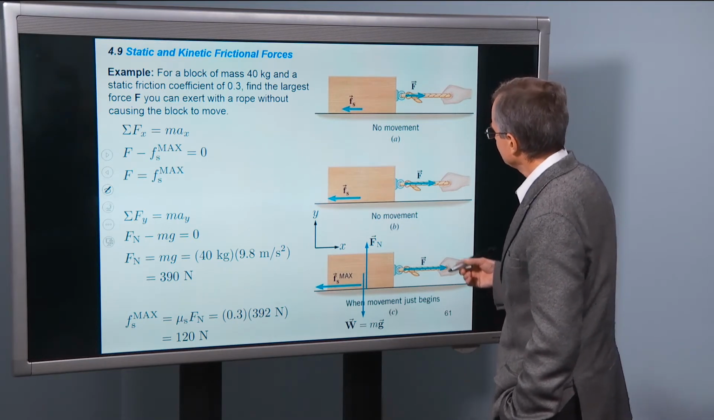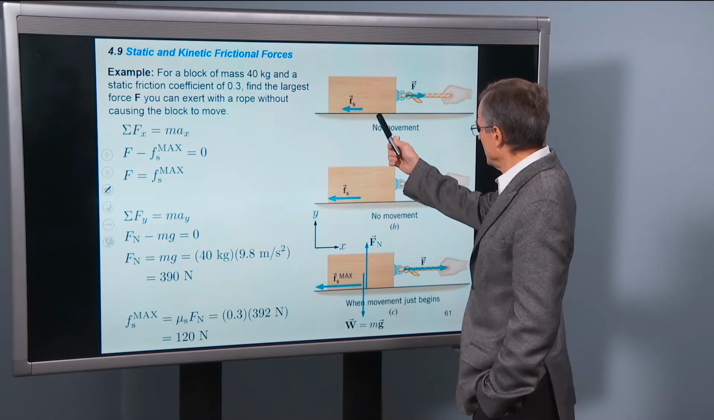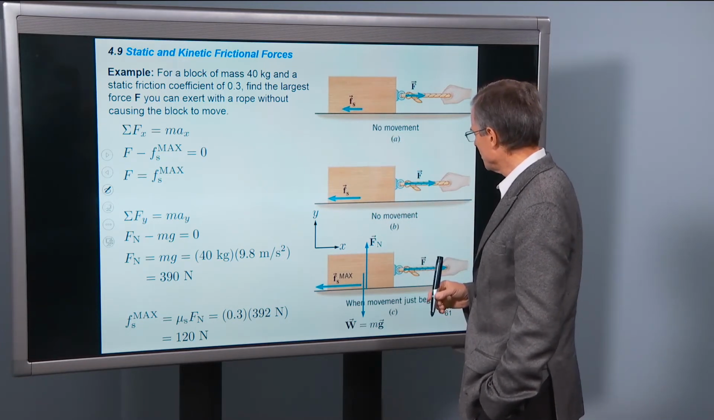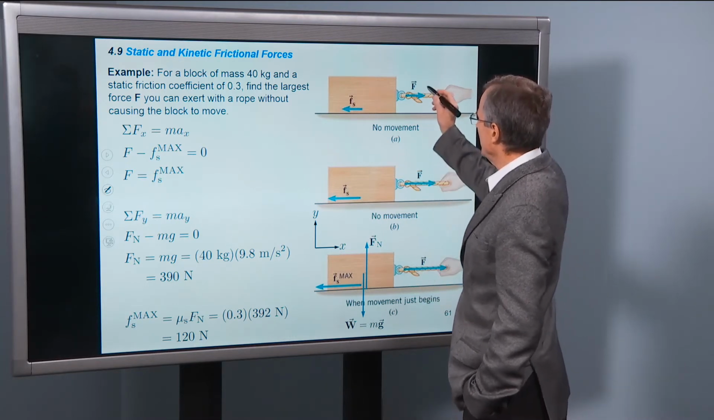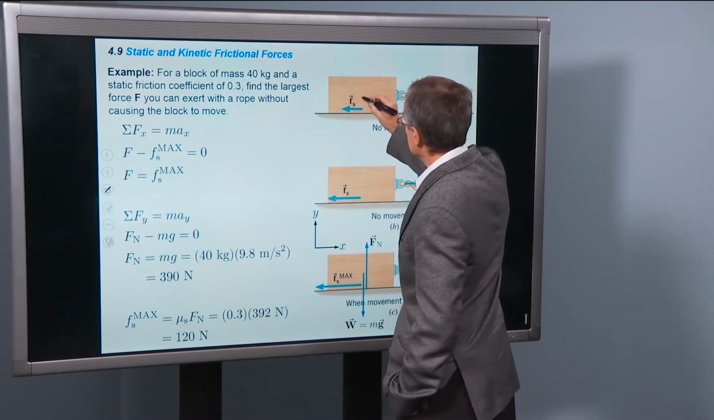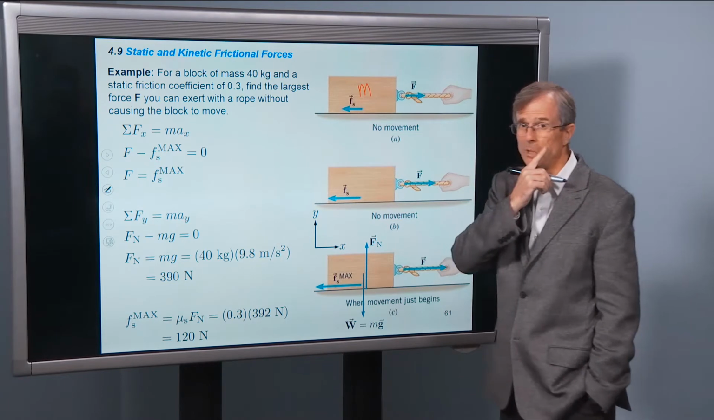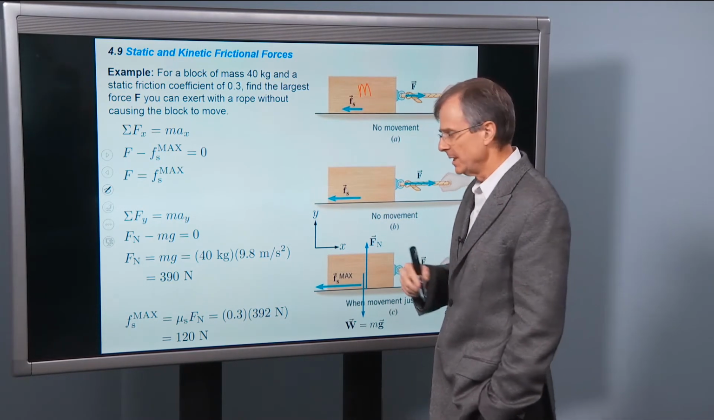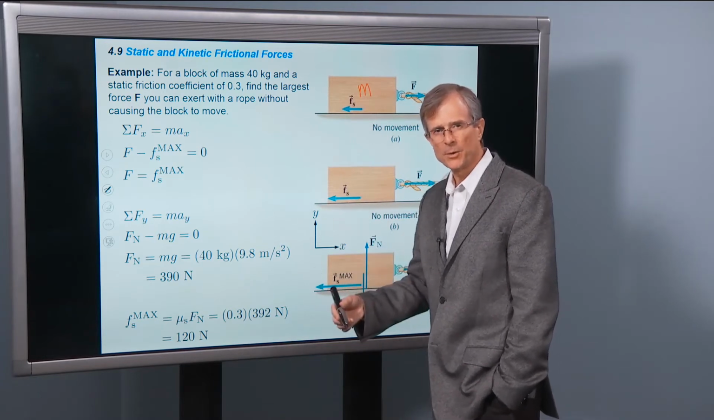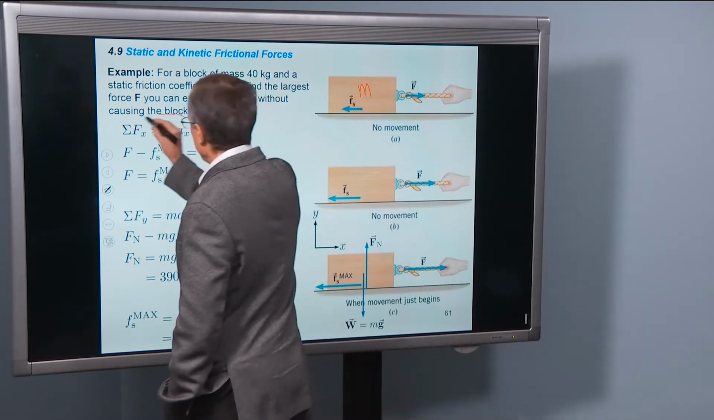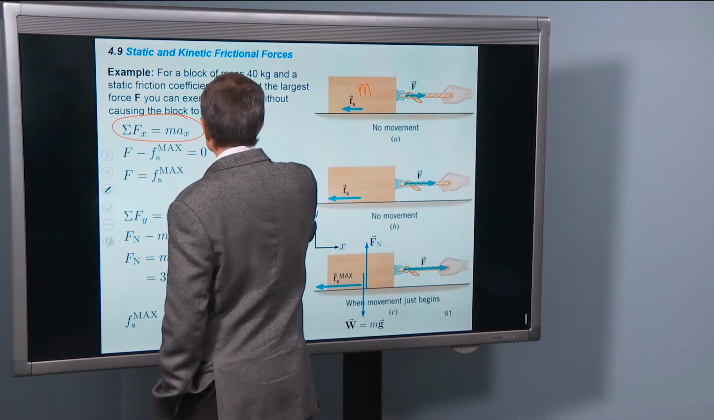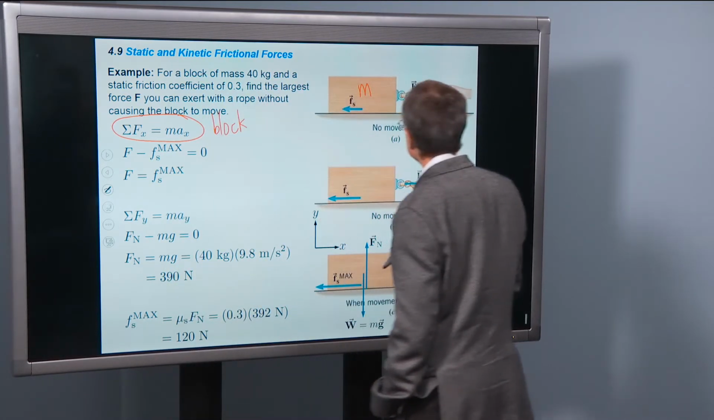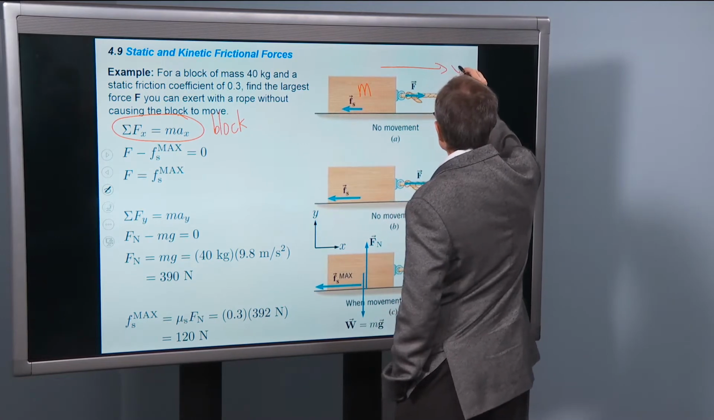Well, let's do it. We've got to choose a coordinate system. We've got forces we're interested in, so the object is going to be the block itself. We're going to be interested in the forces on the block and the mass of the block and the acceleration of the block. So all of this pertains to the block. So let's ask about the forces on the block. Let's take the x direction to be this way.